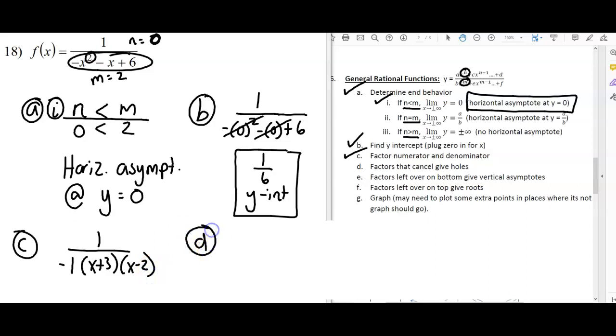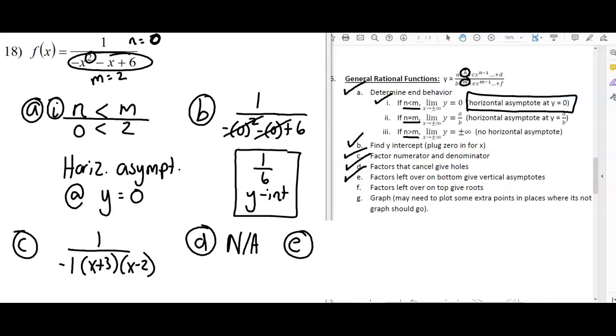All right, part D. Factors that cancel give wholes. That does not apply on this problem because in order to cancel something out, there has to be a factor on the top that cancels with a factor on the bottom, and there isn't one. So we can skip that step. But let's go on to step E.